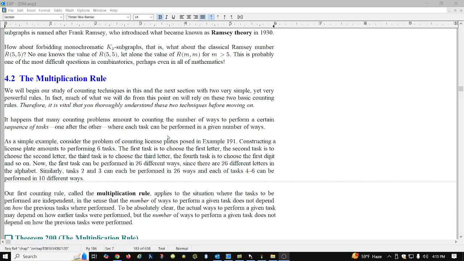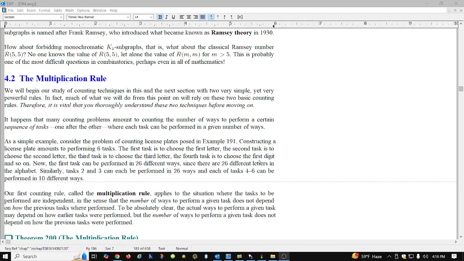As a simple example of this task business, remember the first example that we talked about in the last video, counting California license plates. Constructing a license plate amounts to performing 6 tasks. The first task is to choose the first letter. The second task would be to choose the second letter. Third task, choose the third letter. Fourth task, choose the first digit, and so on. Now, each of the first 3 tasks, the letters, can be performed in 26 different ways. Each of the other 3 tasks can be performed in 10 ways. So this is the ideal setup for the multiplication rule we're going to talk about next. A sequence of tasks, and you know how many ways each task can be performed.